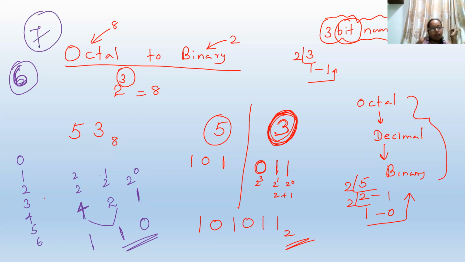Again, say 7. You need to take the binary value of 7. Now, how to make 7 out of this given sequence? 4 plus 2 plus 1, right? 4, 2, 1. That makes 7. 4 plus 2 plus 1 is 7. That means you have to put 1 here, 1 here, 1 here. So the relevant binary value of 7 is 111. Same way, if you want some more values, you can have like this.